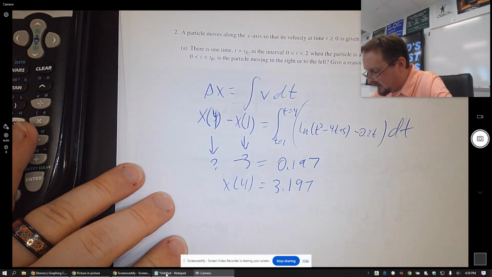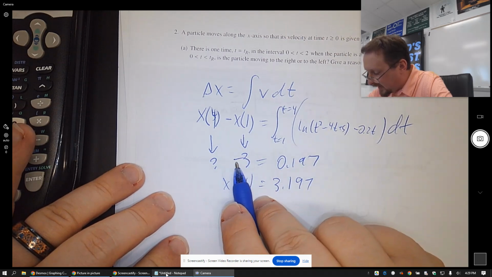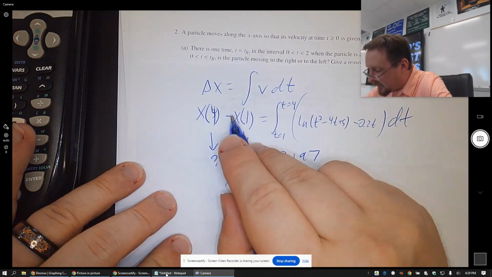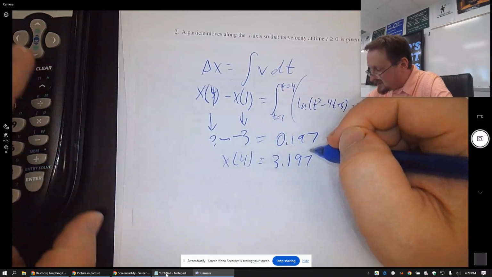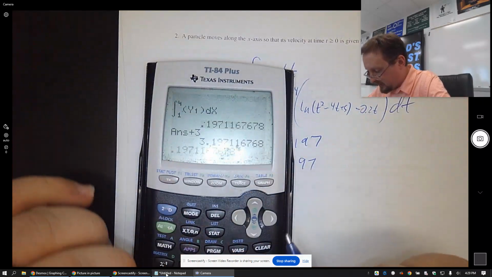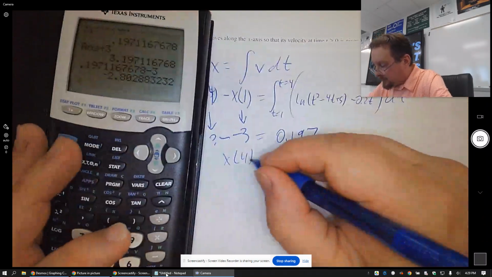Why do I not believe that? I don't believe that because I got the sign wrong. This is minus -3. Okay, minus -3. So now I had to actually subtract -3. I'm sorry. Let's subtract -3. All right.